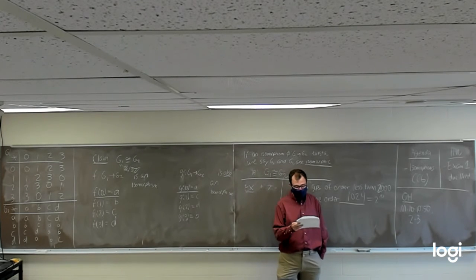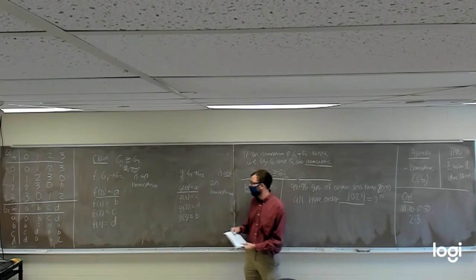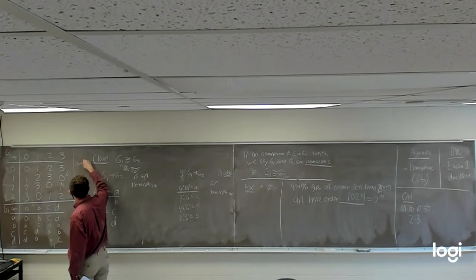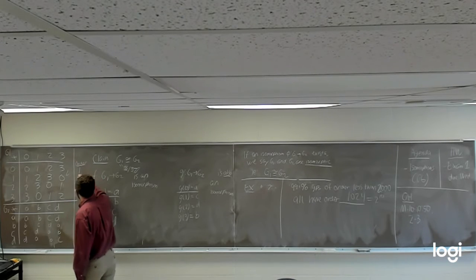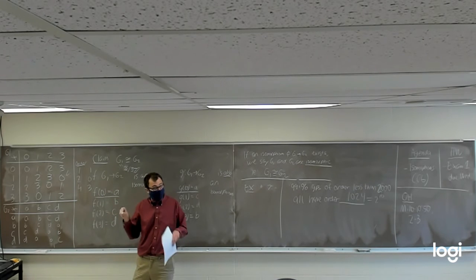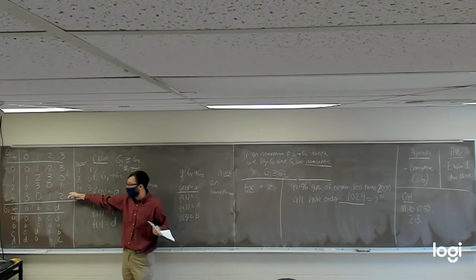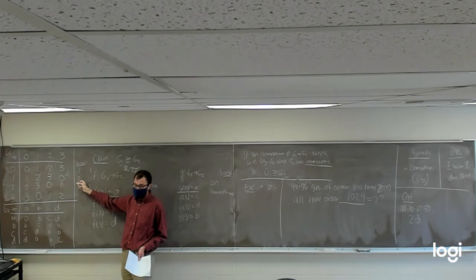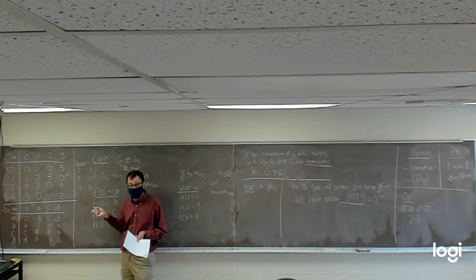G1 and G2 have to have the same number of elements of every order. So for instance, we said this group has one element of order 1, no elements of order 2, and 3 elements of order 4. Well, any other group that this thing is isomorphic to is also going to have just one element of order 1, no elements of order 2, 3 elements of order 4.